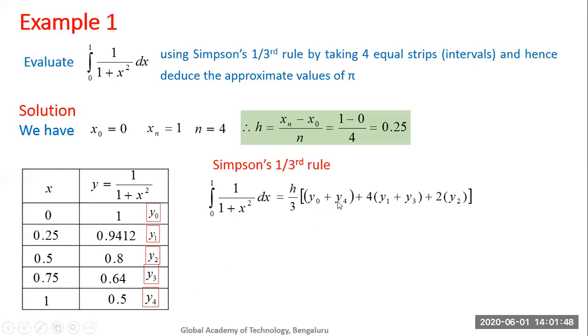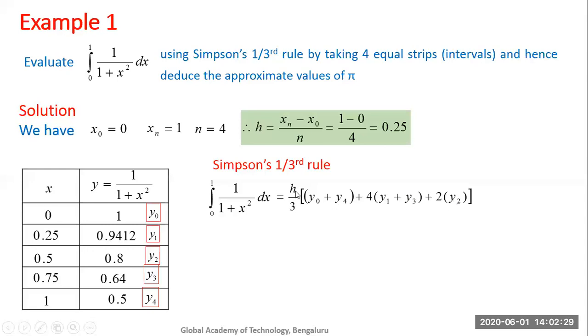So y0 plus yn, that is y4, plus among the remaining values, you must take, now y0 and y4 is over. Among the remaining values, see which are the values of y with the odd suffixes. We have y1 and y3. So it is 4 times y1 plus y3. Now y0 over, y1 over, y3 and y4 over. The remaining is only y2. That is the only value with even suffix. So 2y2. So don't take y2 plus y4, since y4 is already taken here. So no value of y should be repeated. So y0 plus y4, 4 times the odd suffixes y1 plus y3, plus 2 times the even suffixes, so we have only one term, that is y2.